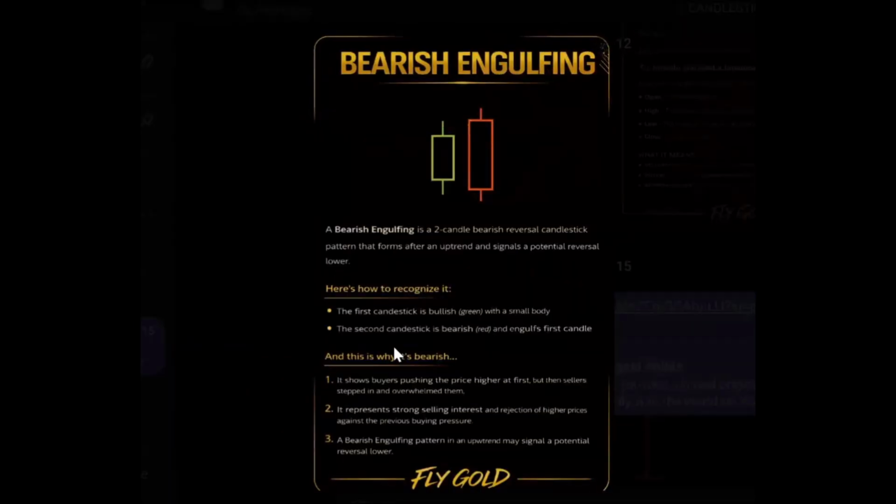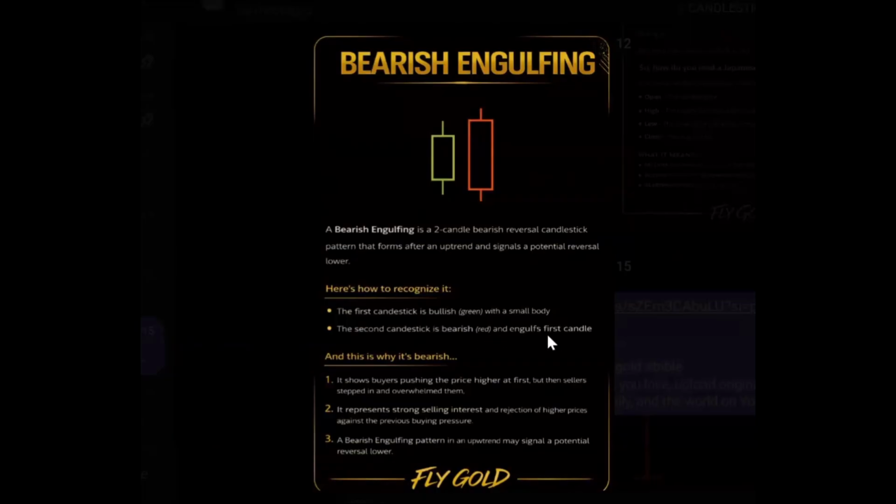Bearish engulfing, similar to a railroad track, except the second candle is way larger than the first candle. So a bearish engulfing is a two-candle bearish reversal candlestick pattern that forms after an uptrend and signals a potential reversal lower. Here's how to recognize it. The first candle is bullish, green, which means a buy, with a small body. And the second candle is bearish, which signals a sell, a red candle, and engulfs the first candle.